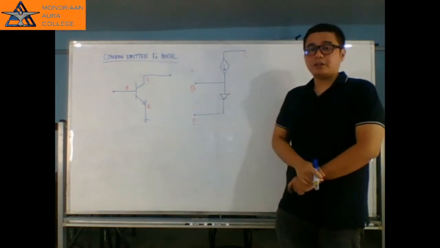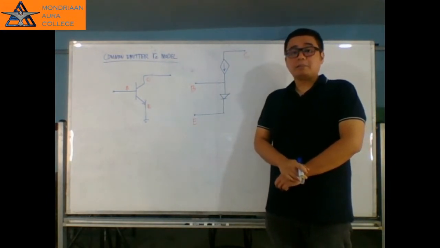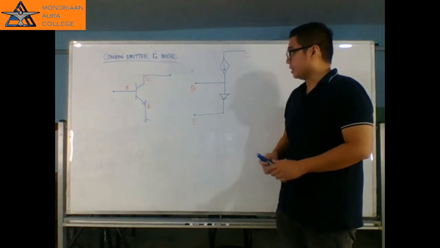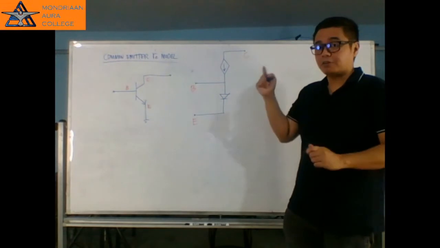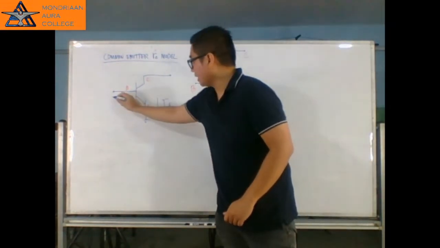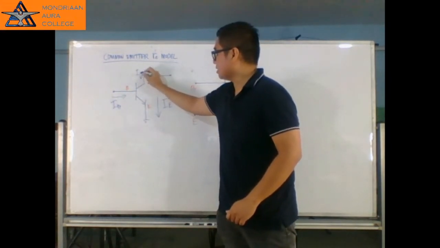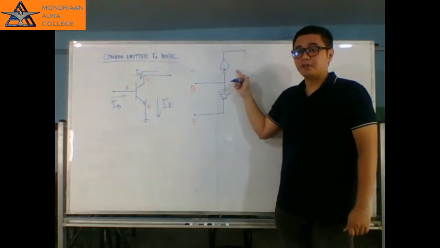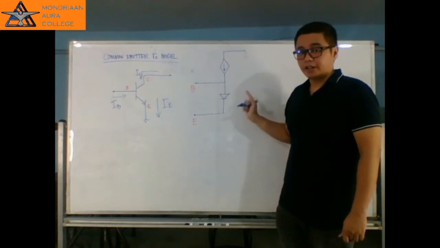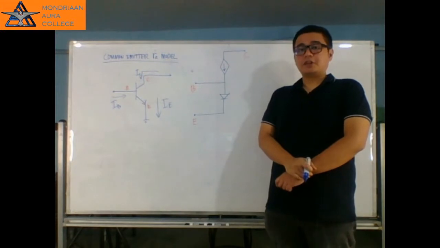And then the collector terminal or the collector side can be represented using a dependent current source. So bakit ganito yung direction ng ating dependent current source? Dahil ang direksyon ng ating mga kuryente ay ito yung ating IE, ito yung ating IB, and this is your IC. So it just follows the direction of IC. So this is just an equivalent circuit or equivalent model ng ating common emitter configuration.